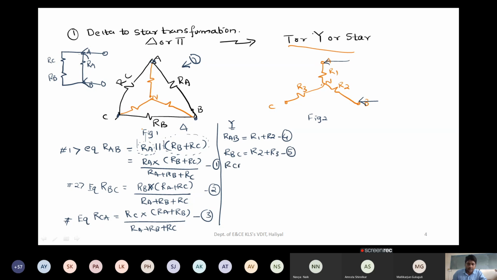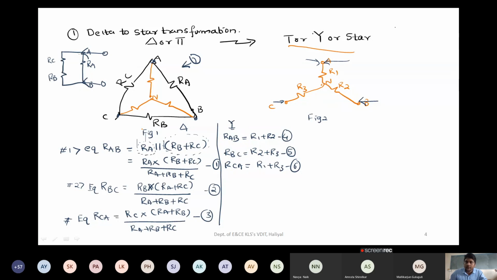Then RCA. So resistance across these two terminals. So this will be open, R2. So what will be there? Series combination of R1 and R3. R1 plus R3. So let me just give you a model here.